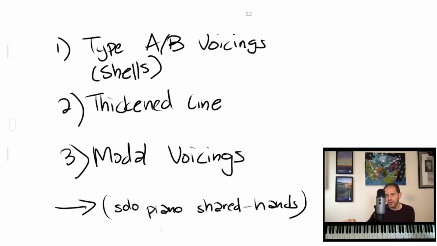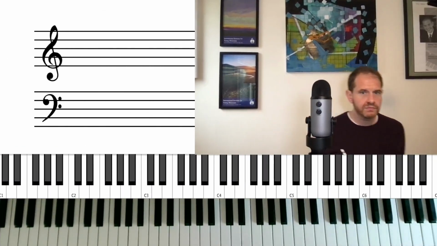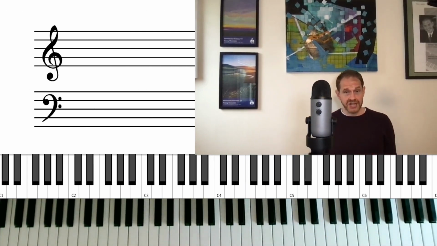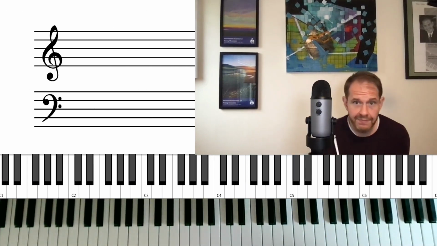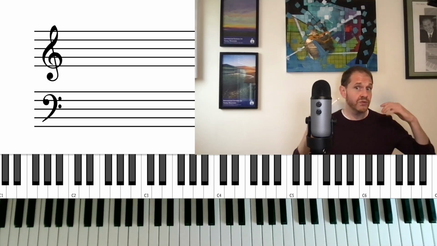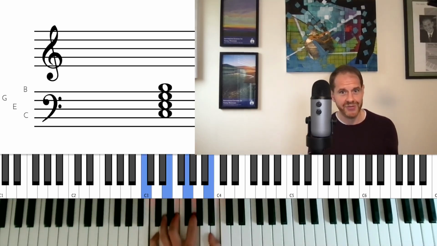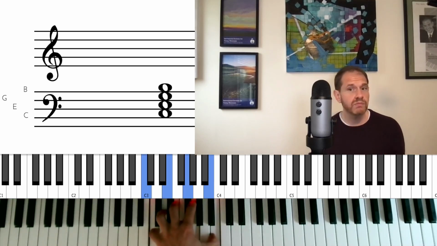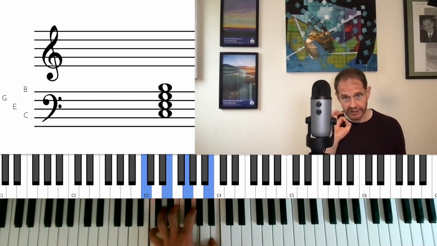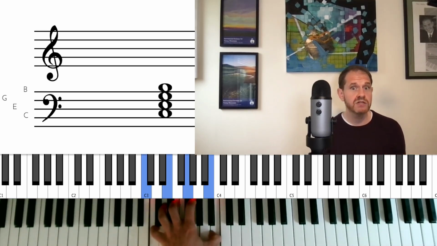Okay, so first category is type A, B voicings. I said it's related to shell voicing. So we're going to start with a friendly C major 7. Here's what it looks like in root position, right? So the whole concept of a shell, let's start there. A shell is taking just the essential tones of the chord. Essential tones are the 3rd and the 7th.